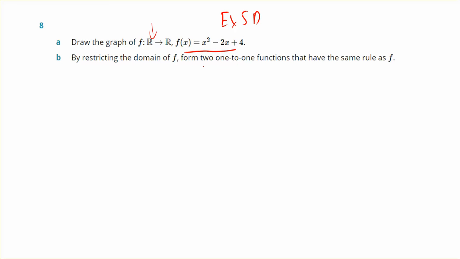By restricting the domain, we need to draw the graph of this first and then we'll restrict the domain. So we'll do A first. To draw the graph, this is a quadratic. Remember, you can treat the f of x like a y.